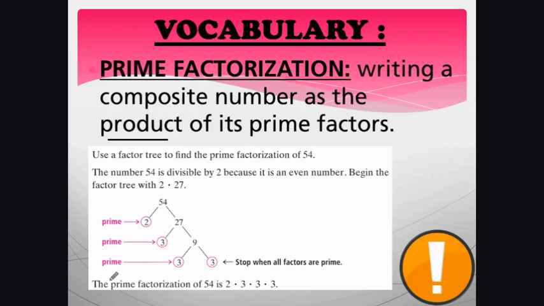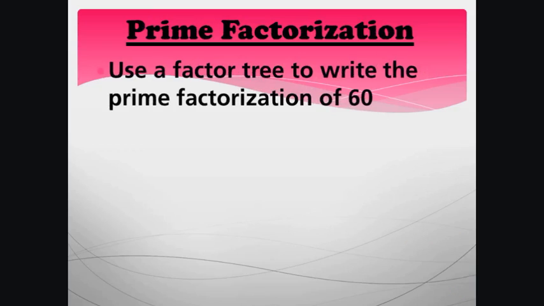So we're going to multiply. So the prime factorization of 54 is 2 times 3 times 3 times 3. Or another way to write that would be 2 times 3 to the third power, because our value 3 is being factored 3 times. Let's go ahead and take a look at an example and solve this together.